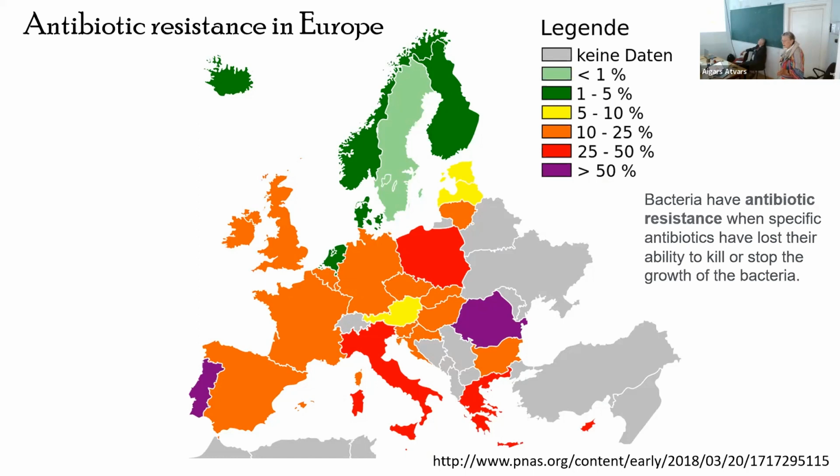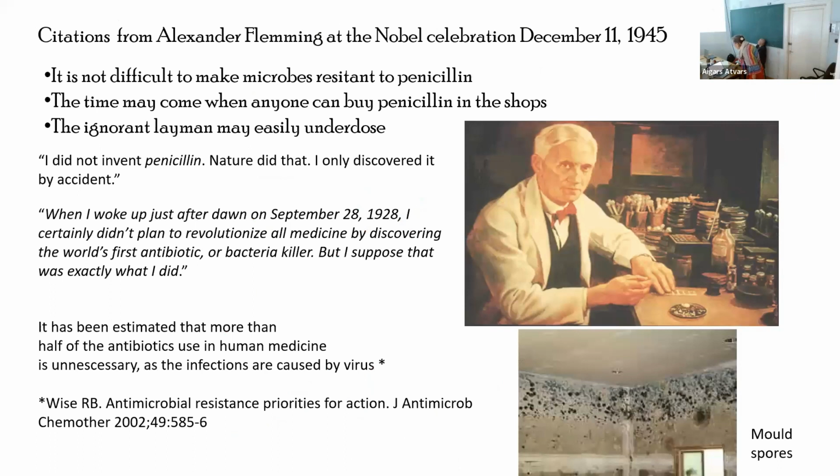So that's the definition. And as we know, Alexander Fleming was the one who discovered penicillin, 1928, as it's written here. He got the Nobel Prize. Called Nobel Prize. It's not the Noble Prize. I hear that all the time. Nobel is the name of Alfred Nobel, okay? So he got the Nobel Prize, and he said in his lecture, it's not difficult to make microbes resistant to penicillin.